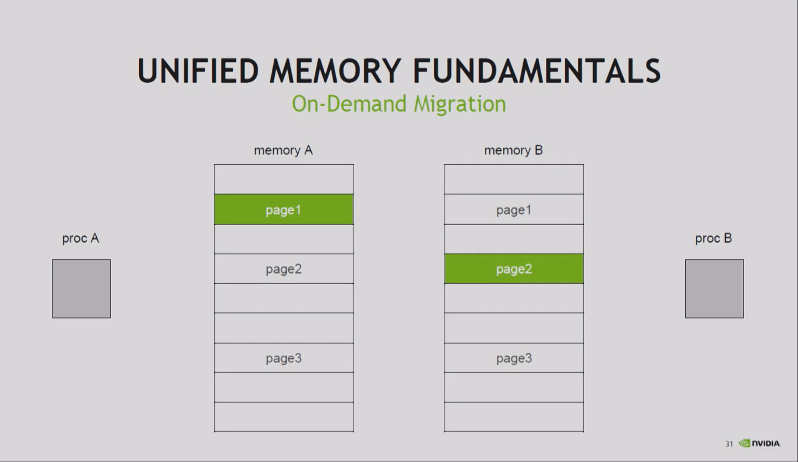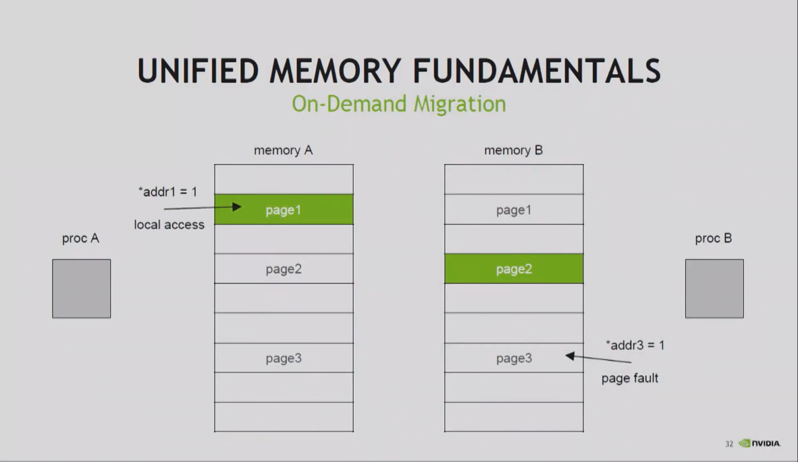And generally, they have their own page tables as well. So you have some pages, maybe there is a page allocated in memory A, and then there is a page in memory B. And the virtual addressing is the same, right? So you have the same address pointing to page 1, and then page 2, page 3. So if, for example, processor A accesses page 1, then it's its own local memory, so that's very easy. You just access it directly.